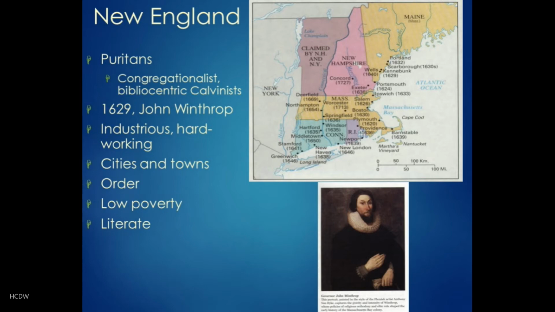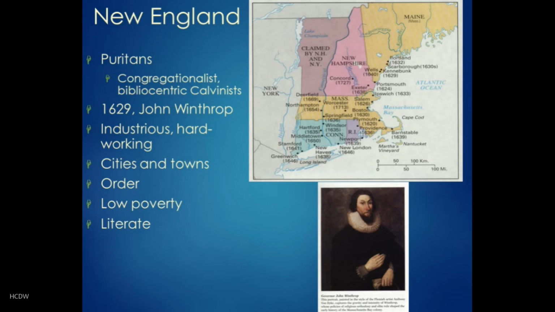Still, the Puritans are sometimes misunderstood, and the description of the famous writer H.L. Mencken, who described Puritanism as the haunting fear that someone somewhere may be happy, seems like an apt description. So who were the Puritans? Well, we can summarize it by saying they were Congregationalist, bibliocentric Calvinists, which sounds like a very complicated phrase, but let's break it down.